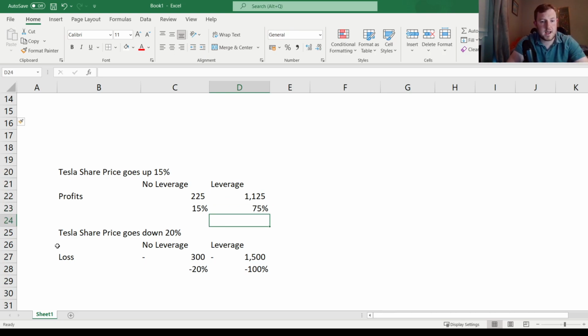But on the other hand, let's say the Tesla share price actually goes down 20%. In that situation, the person with no leverage has lost $300, and that is a loss of 20% because they're trading with no leverage. But the person trading with 5x leverage has actually lost $1,500. So they've lost everything they put into it when Tesla's share price has only gone down 20%. Because 5 times 20 equals 100%, and they've lost everything.